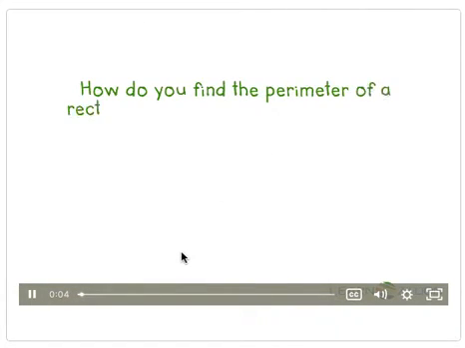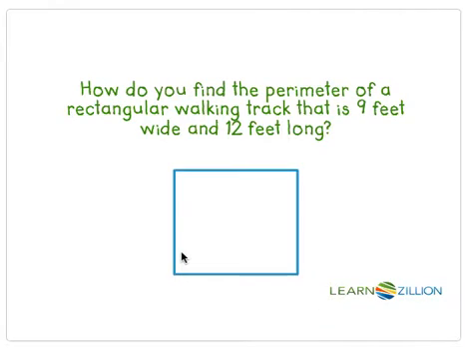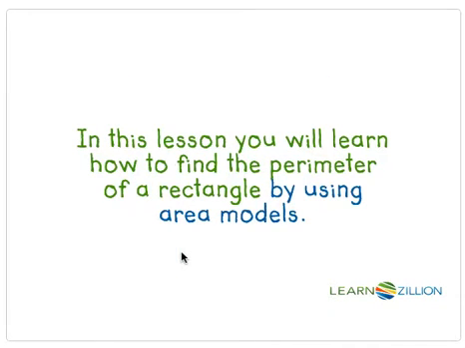How do you find the perimeter of a rectangular walking track that is 9 feet wide and 12 feet long? In this lesson, you will learn how to find the perimeter of a rectangle by using area models.